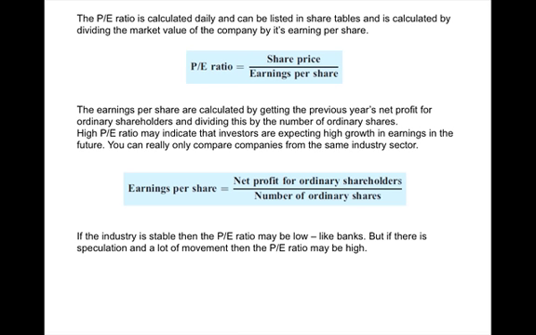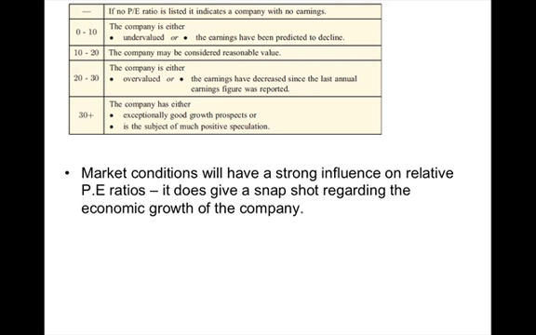Now it's handy to have a table, and the table here will give us an idea about whether it's overvalued or undervalued. So if there's no price-earnings ratio, it means the company's made no earnings. 0 to 10 means that the company is either undervalued or the earnings have been predicted to decline. 10 to 20, reasonable value. 20 to 30, it's either overvalued or the earnings have decreased since the last annual earnings figure was reported.